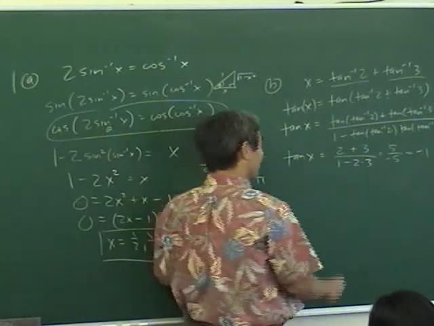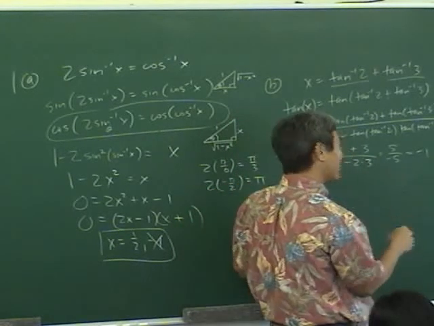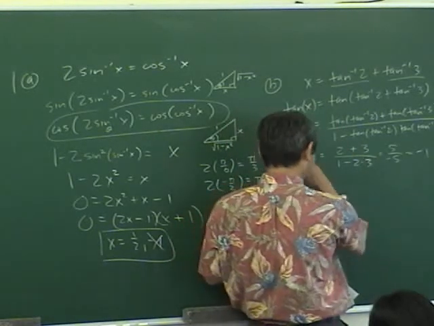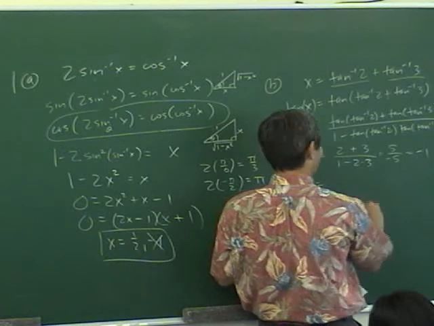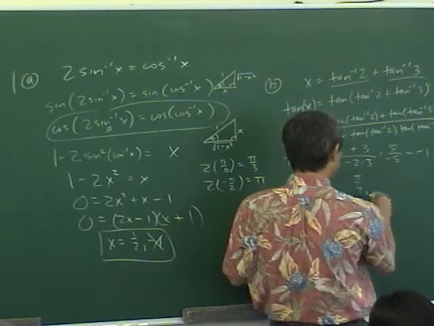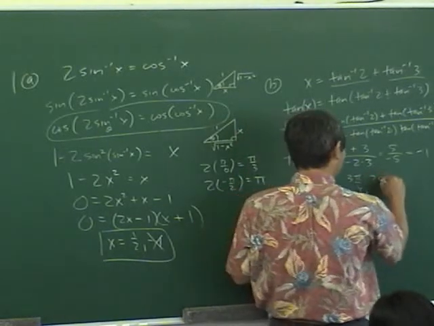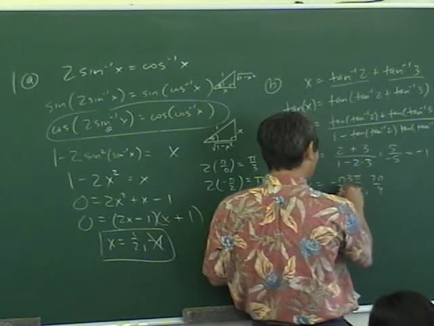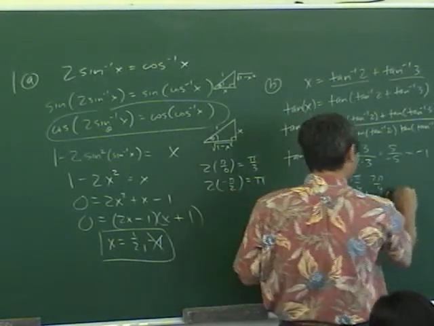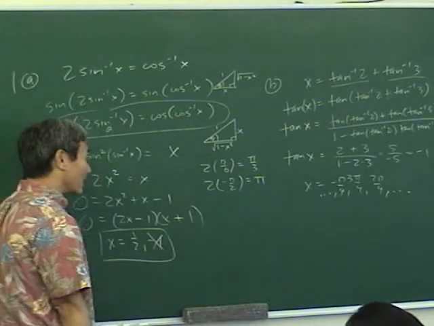Okay? So the tangent of the angle we're looking for is negative 1. Now, where is tangent negative 1? Well, there's an infinite number of answers, right? There's pi over 4. What else? Not pi over 4. There's 3 pi over 4. There's 7 pi over 4. There's negative pi over 4. There's an infinite number of answers, right? You have to pick the correct one.